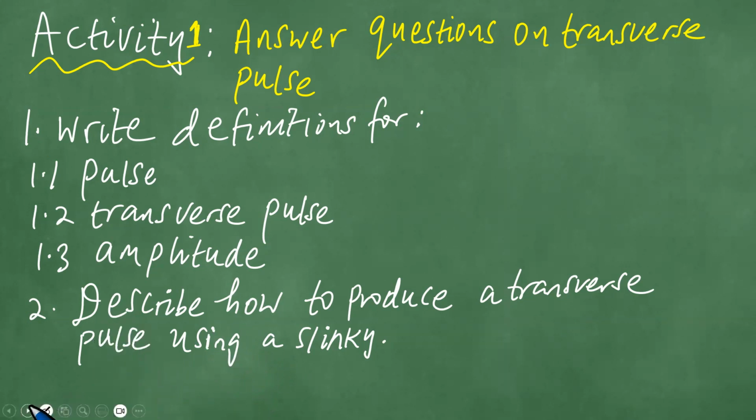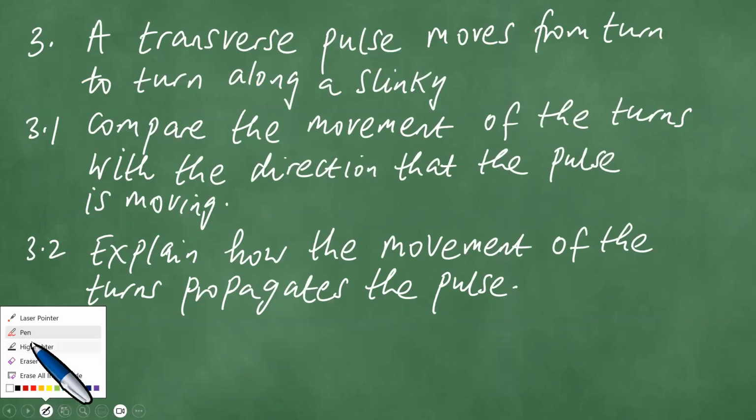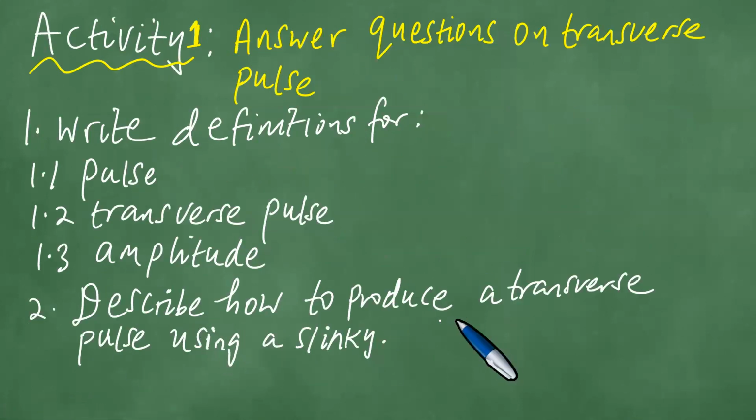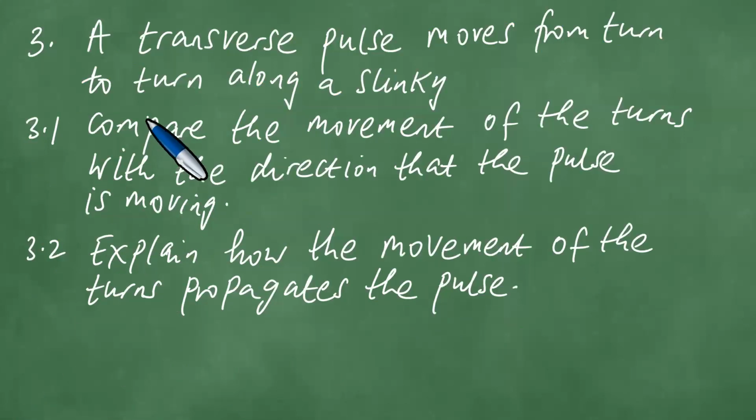Now, the next thing. A transverse pulse moves from turn to turn along a slinky. Compare the movement of the turns, that is the one we're discussing now, because we described how to produce a transverse pulse using a slinky. Compare the movement of the turns with the direction that the pulse is moving.